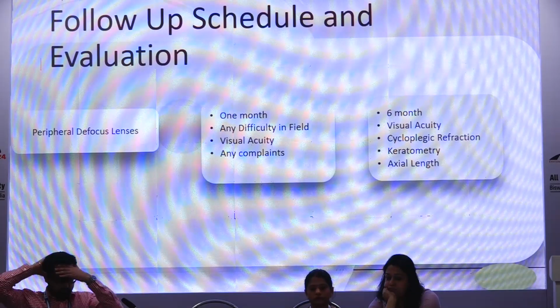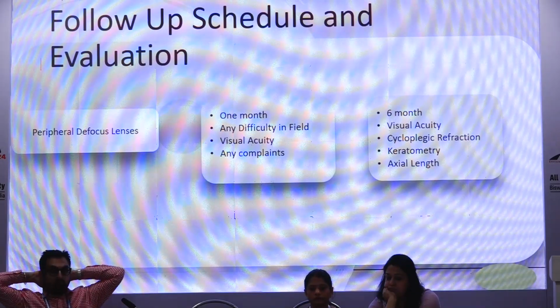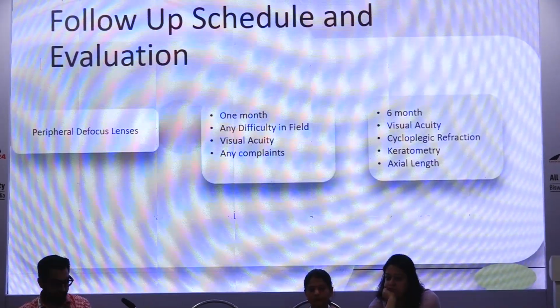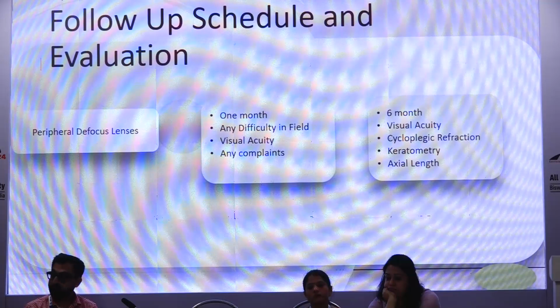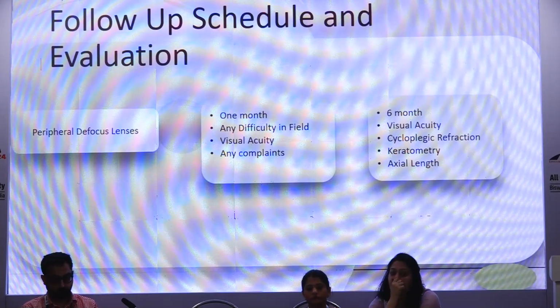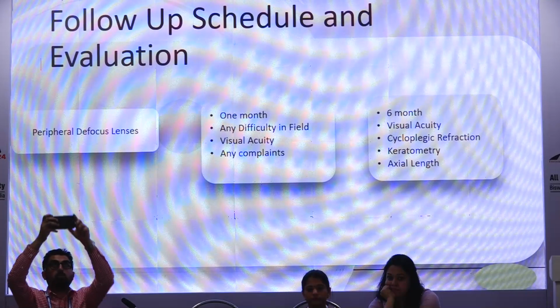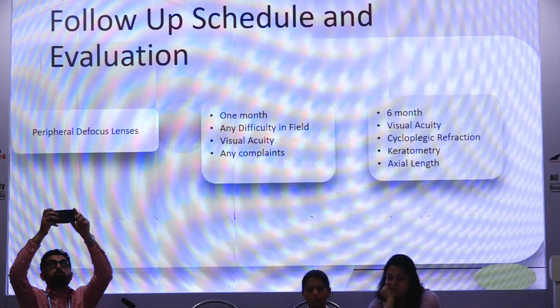So once we prescribe peripheral defocus lenses, be it Hoya lenses by Stellest or Zeiss care lenses or DIMS lenses, we call them back again after a month and we see whether they have any problems in the visual field, because the central 9mm is actually the clear zone and there is a peripheral defocus. There are plus 3.5 to plus 6 lenses depending on which particular glass we are choosing, and at 6 months we do all the battery of investigations.